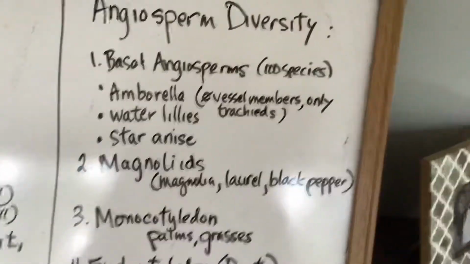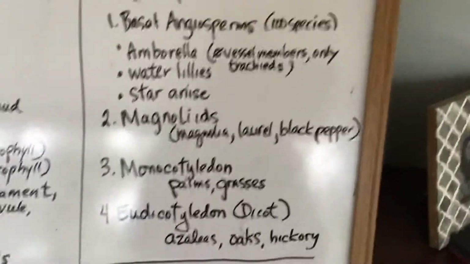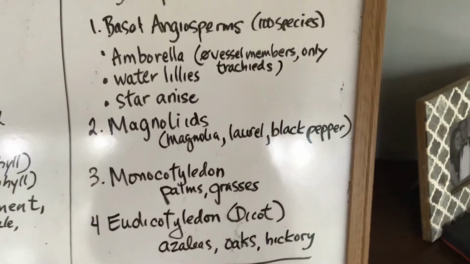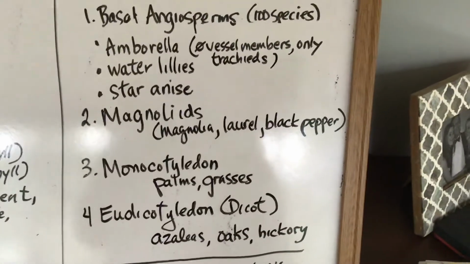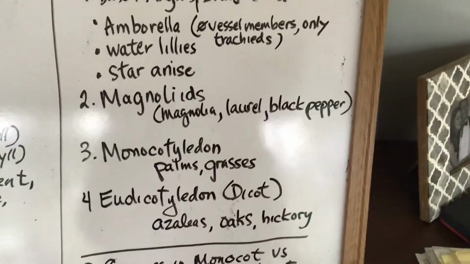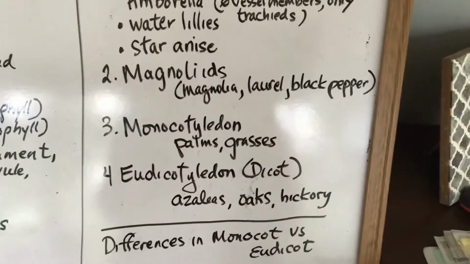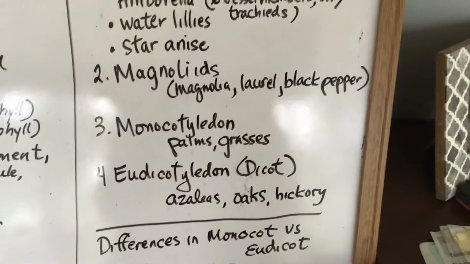All right, and then the next group is magnoliids. These, of course, are magnolia, but also include laurels and black pepper. And what's different about them is their flower: instead of the whorls coming off in one place along the branch, they would come off in a spiral. So that's kind of unusual and different.